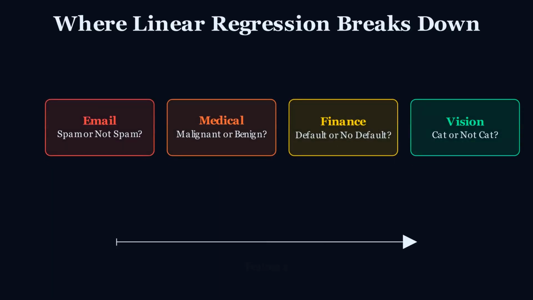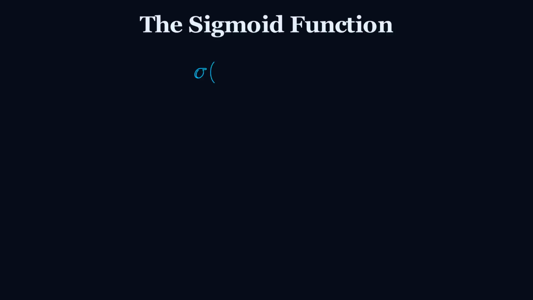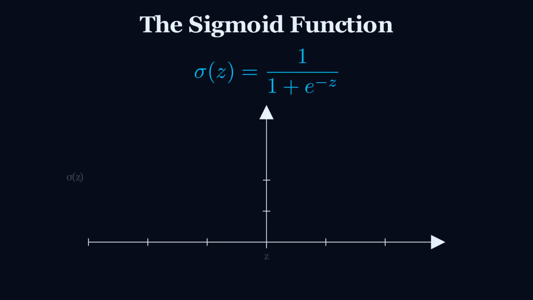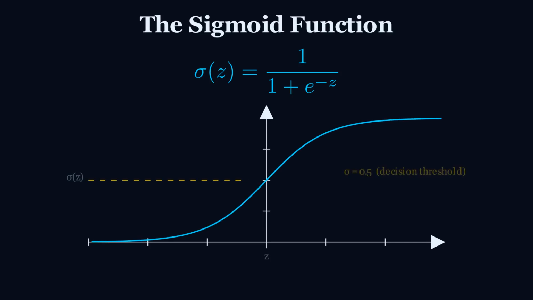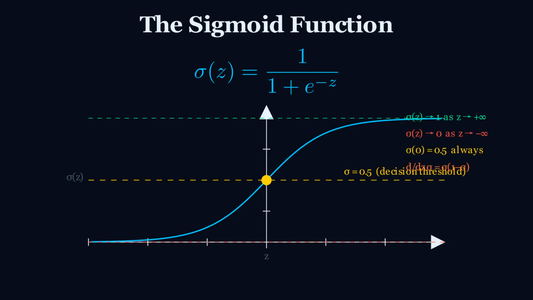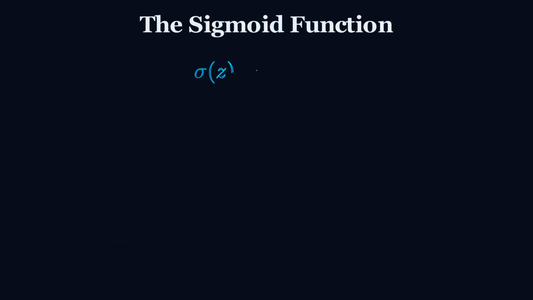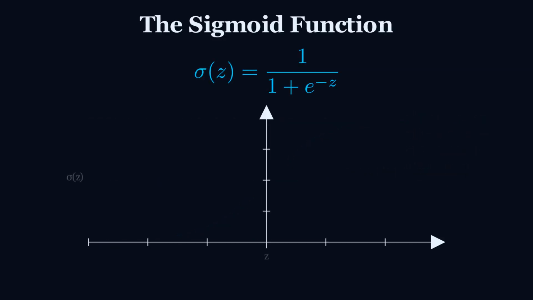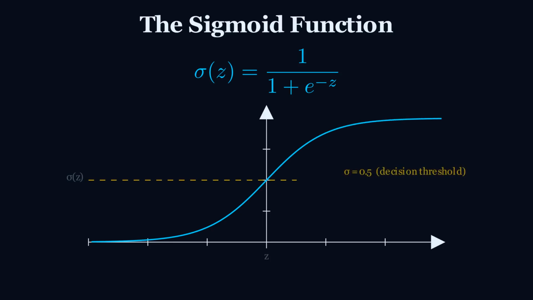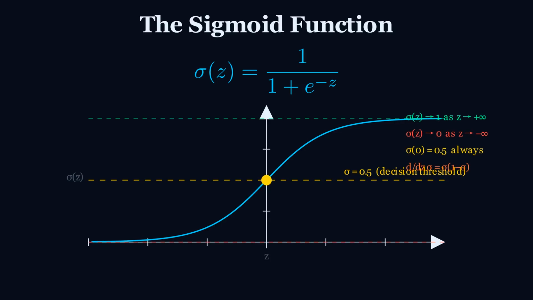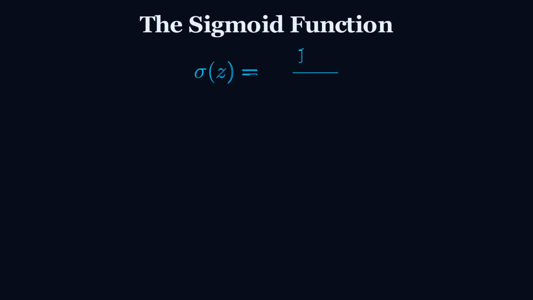Let us begin. The fundamental problem with linear regression for classification is simple. It predicts values outside the range 0 to 1. A probability of -0.3 or 1.8 is meaningless. We need a function that squashes any real number into the interval 0 to 1. That function is the sigmoid. Sigma of z equals 1 divided by 1 plus e to the power of -z.